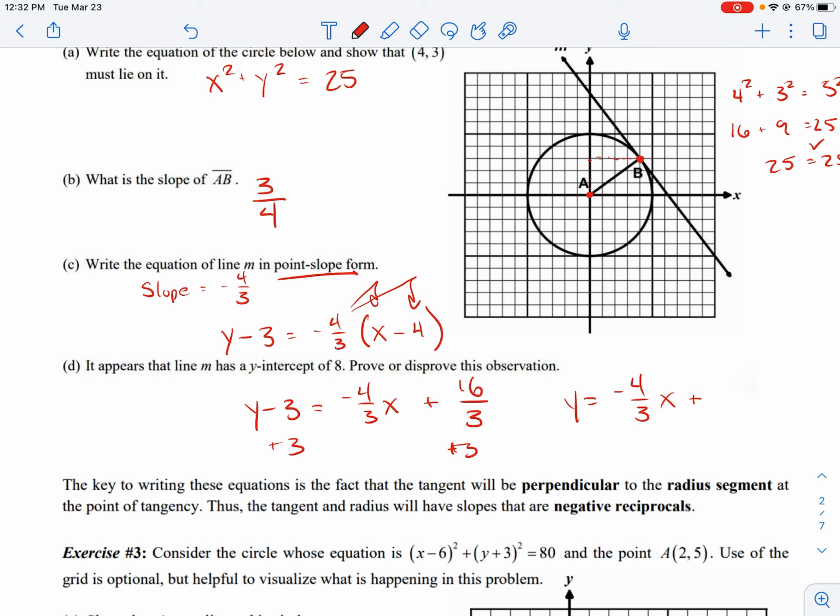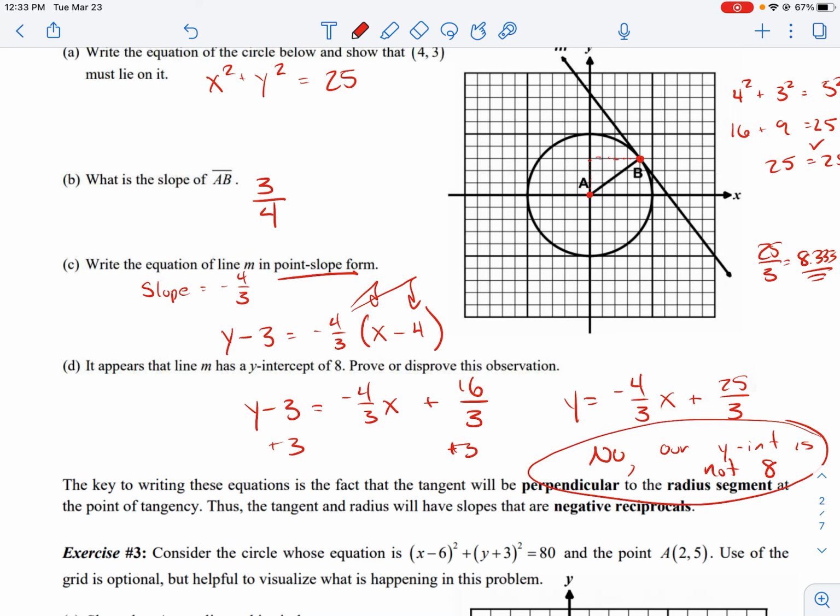16/3 plus 3, which will give me 25/3. 25 divided by 3 is actually 8.333. So no, our y-intercept is not 8. We basically just showed that by distributing that slope through. And as you can see, we get 25/3, not 8.